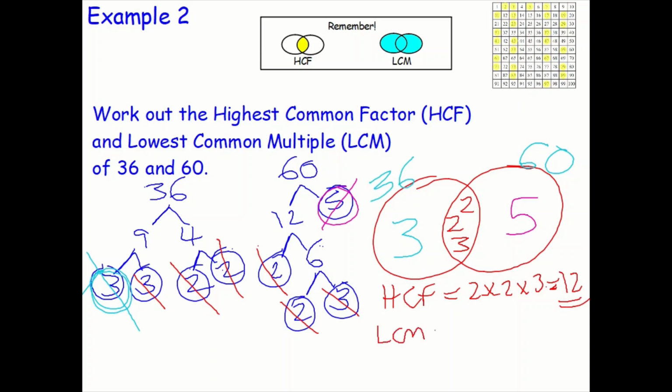Lowest common multiple is, again, those overlaps and the 3 and the 5. So 3 times 2 times 2 times 3 times 5. All the numbers multiplied together. Well, I've got the middle bit was 12. 12 times 5 is 60. And 60 multiplied by 3 is 180. So 180.